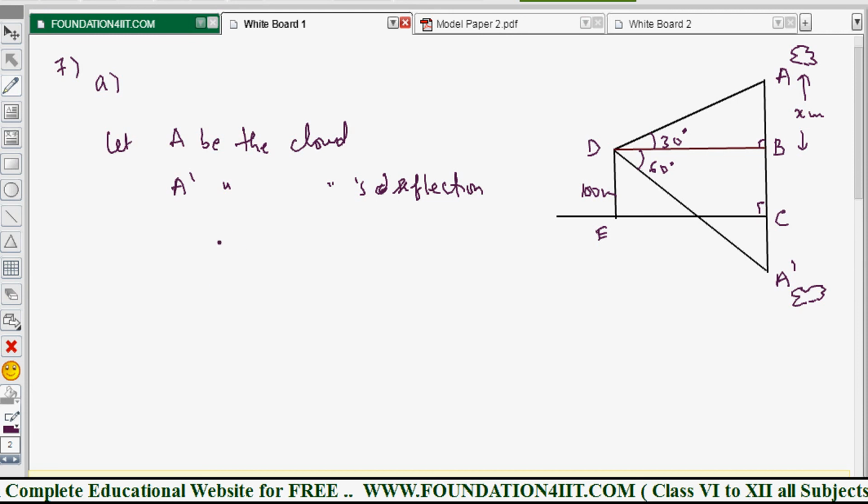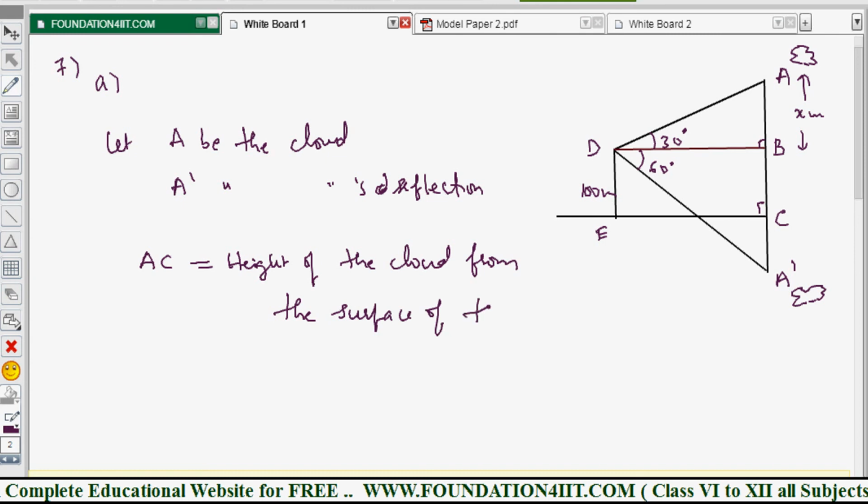Now the height of the cloud from the surface of the lake is AC. Okay, AC is the height of the cloud from the surface of the lake. Then we can solve the problem easily. Then AC, here DB and EC are the same. Then AC is equal to x plus 100.